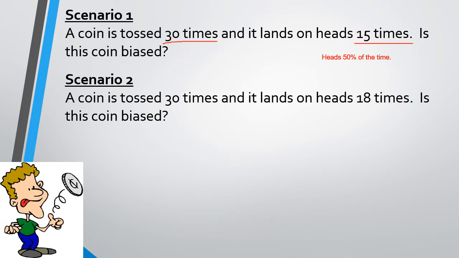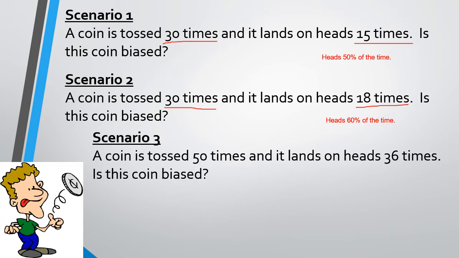What about if I tossed it 30 times again, and this time I've had 18 heads? So I've had more heads than I'd expect. It's 60%. But that's going to happen. We're not always going to get this perfect scenario, and rarely would we. 18 is pretty fair, I'd say. So I'm thinking here that we wouldn't say the coin is biased. I'd say it's a fair coin.